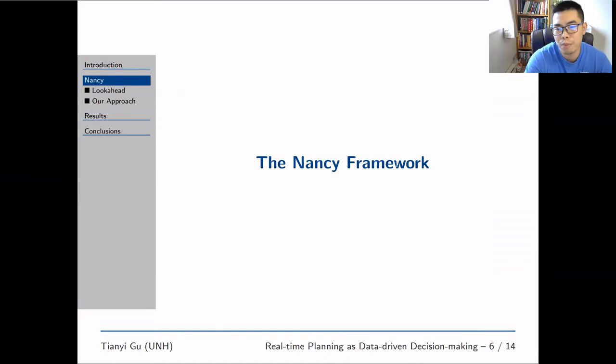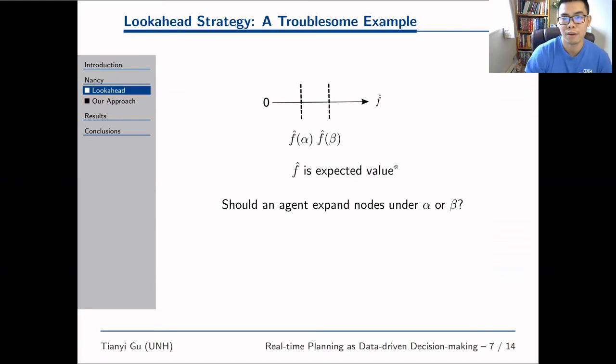In our previous work, we proposed a new real-time framework called Nancy, which tries to address several problems of the conventional approach. Here is a troublesome example for the look-ahead strategy. Say we have two top-level actions, alpha and beta, and we use the expected value, f hat, the estimated cost to go, to represent the value of each action. Here the expected value for alpha is lower than the expected value of beta. Does that mean we want to do more search under alpha rather than beta? Just looking at this scalar value, the subtree under alpha looks more promising, and it can lead us to a lower cost solution. Well, it's not quite obvious.